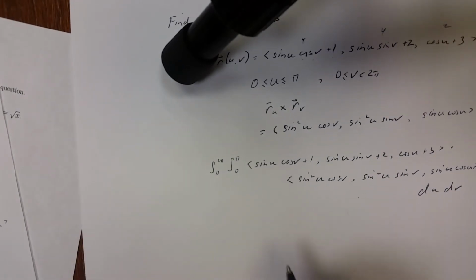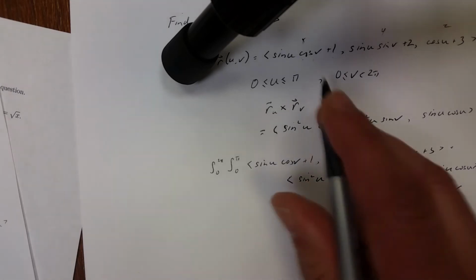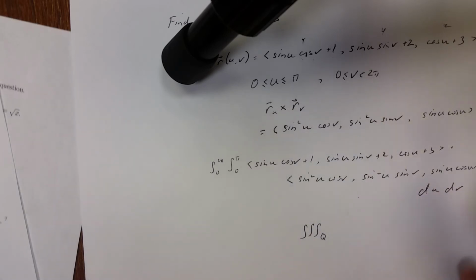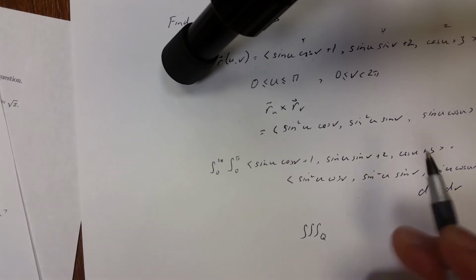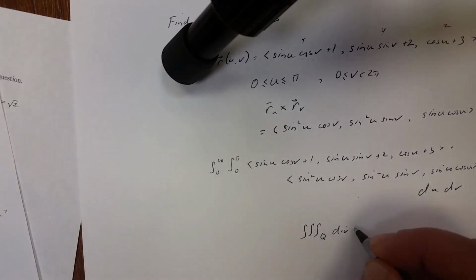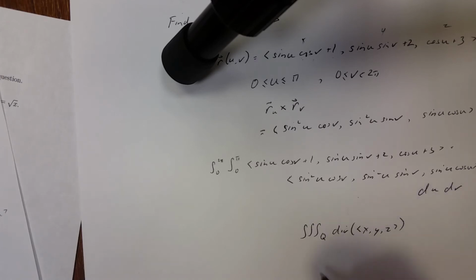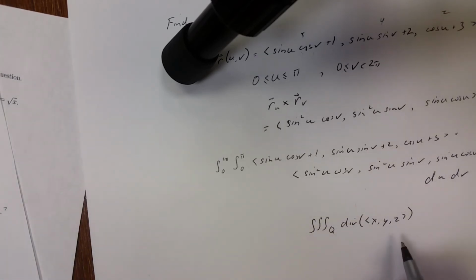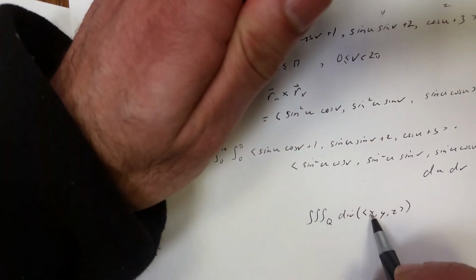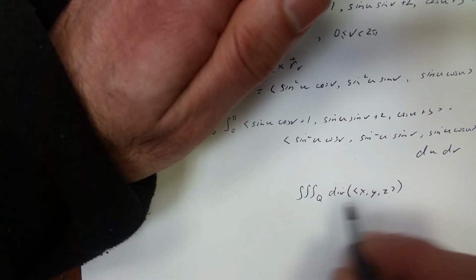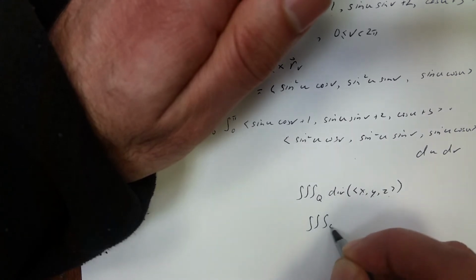Or we could use the divergence theorem. So the divergence theorem says that this whole thing equals the triple integral over the region inside, which we called Q. So that's the inside now of the sphere, of the divergence of x, y, z. The divergence of x, y, z is just equal to the partial of x with respect to x, plus the partial of y with respect to y, plus the partial of z with respect to z. That's just going to be 3 in this case.